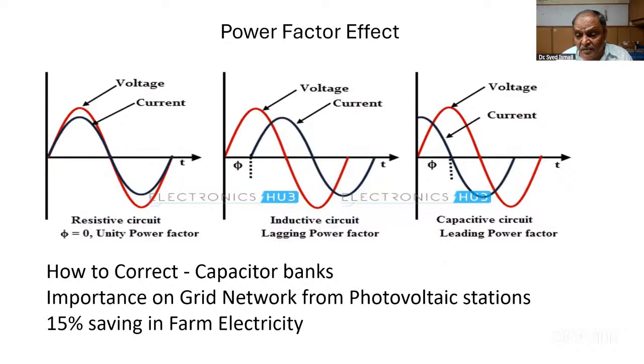This happens normally in inductive loads, like pumps and motors. So they have a lot of induction problem, and in that the losses are very high. This is the biggest problem. I told you we are already losing at least 15% of the farm electricity energy because of these losses. How to correct them? It's easy to correct them.